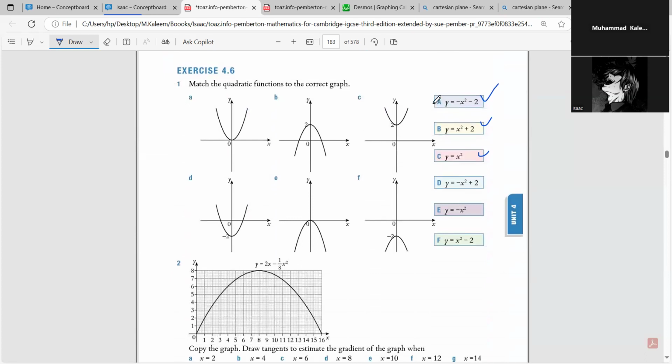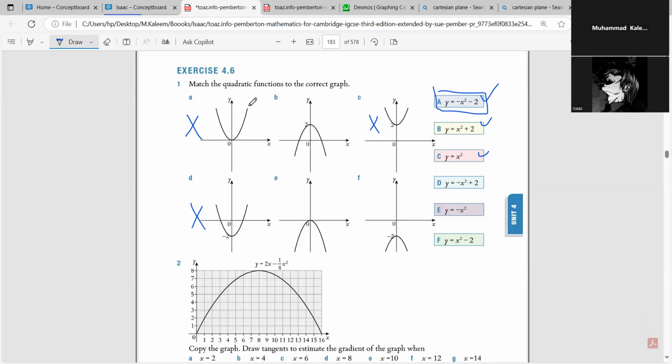Can you please tell me with which graph this function A will match? Which graph is possible for this function? This is possible? No, it's not possible. This is possible? No, it's not possible. This is possible? No, it's not possible. Why are these three graphs not possible for A?